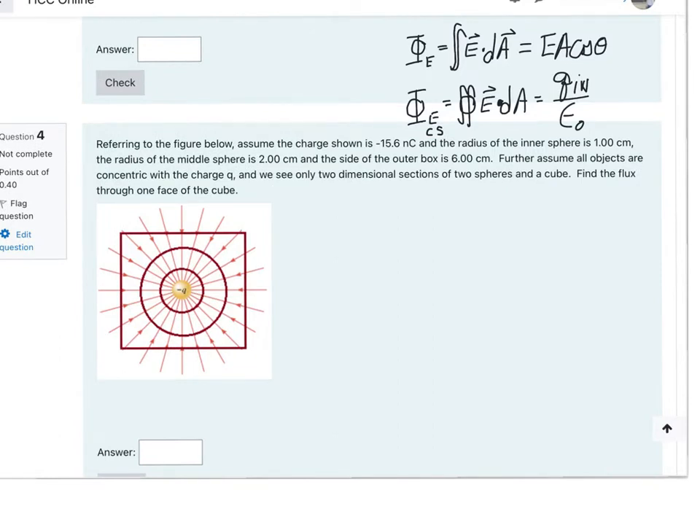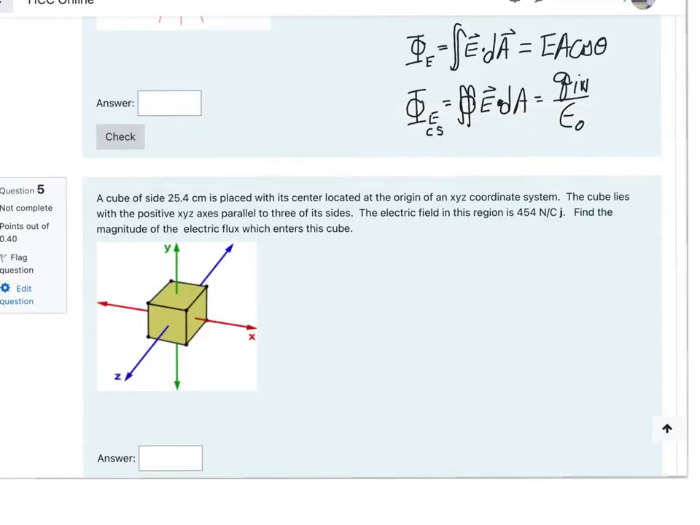Same, very similar situation again, only you have a different charge, negative charge again. Same arrangement, this time you're finding the flux through one face of the cube. You know how to do that. It's going to be 1/6 of the total flux. Okay, read the problem carefully.